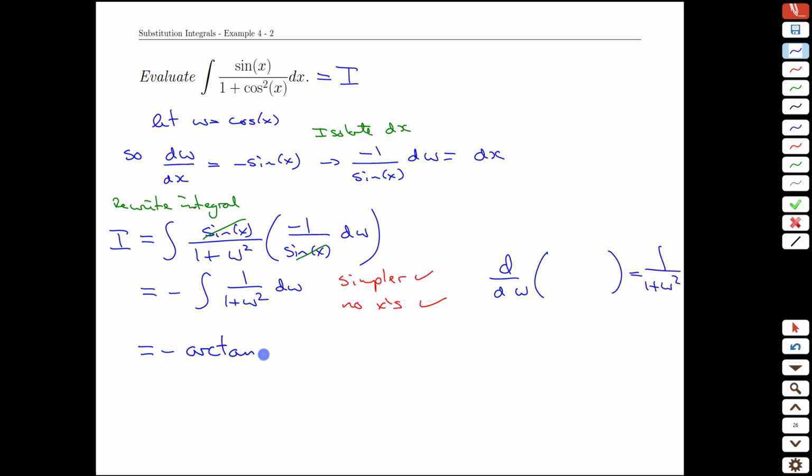But the answer is arctan. If we take a look at the arctan of w, the derivative of arctan is 1 over 1 plus w squared. Then we include the plus c at the end, and we're basically done. We just need to go back to x's, because that was the form of our original integral. So our w was equal to cos, and that would become our antiderivative of that quite reasonably complicated expression up top. Another successful implementation of the substitution method.